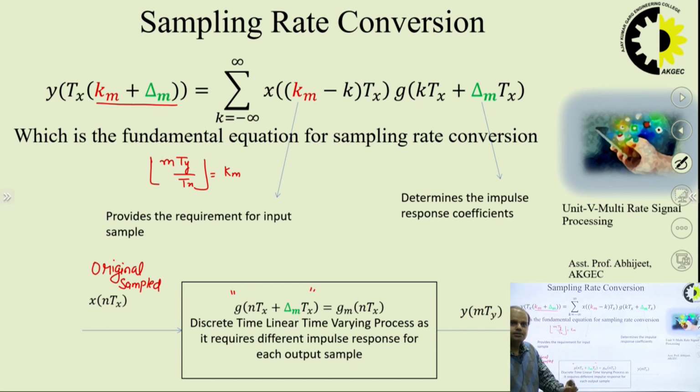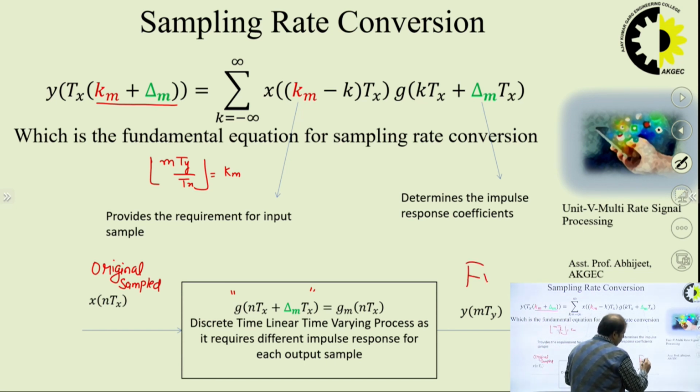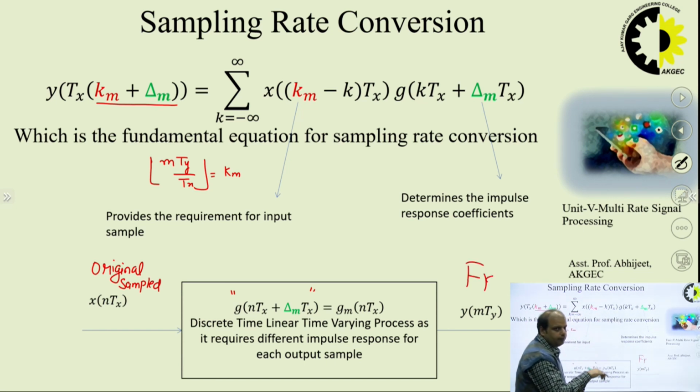If the impulse response is the same for a given input, then we say the system is time invariant. But the system is time variant because if m and tx change, the delta m changes, and therefore we require a different filter. So it is a time varying filter, a time varying system, and we get a system which is now operating at a frequency fy, which is equal to 1 by ty. It was originally operating at Fx.